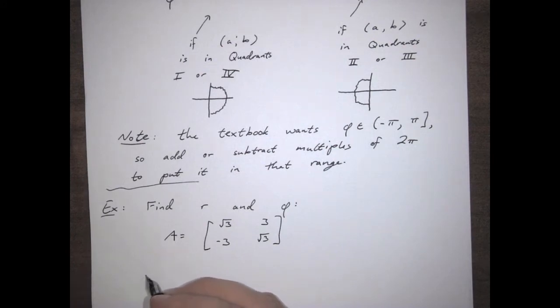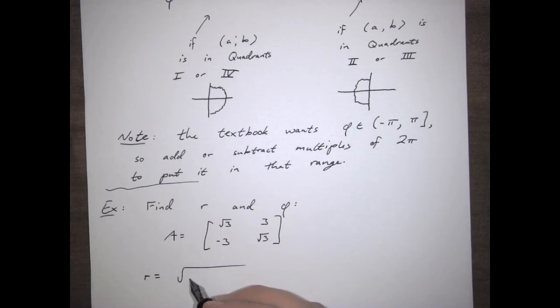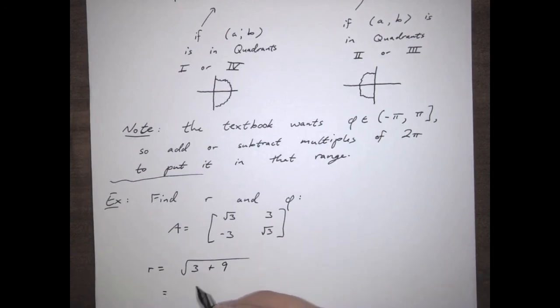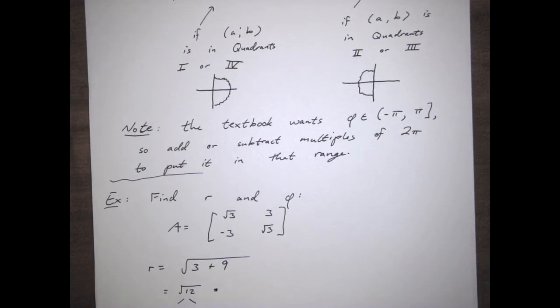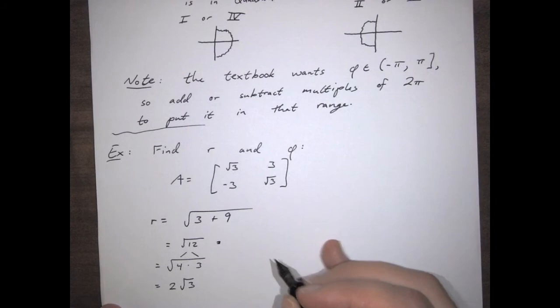Well, r is equal to the square root of a squared plus b squared. So that's going to be the square root of 3 plus 9, which is going to be the square root of 12, which you can also, if you want, rewrite it. So this is 4 times 3, pull out a perfect square, and get 2 root 3. So r equals 2 root 3.